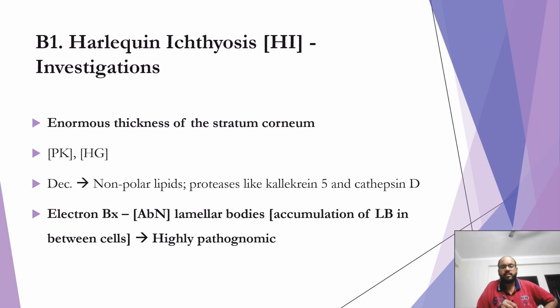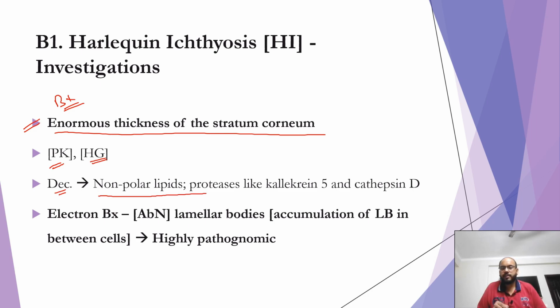Now, in investigation, you just get a biopsy done. You will see enormous thickening of the stratum corneum. There's parakeratosis, there is hypergranulosis, there's decreased non-polar lipids and proteases like kallikrein 5 and cathepsin D. We have discussed in ARCI that these kind of proteases are responsible for removal of corneodesmosomes, and the mutation in these proteases leads to retention hyperkeratosis.